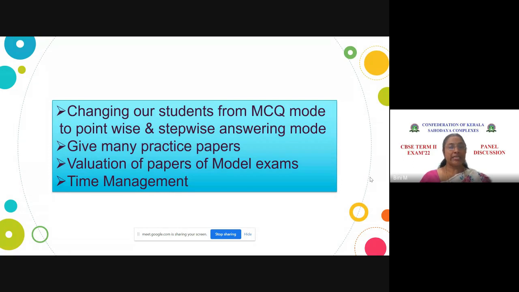Our main challenge in this term is changing our students from MCQ mode to point-wise and step-wise answering mode. What I advise is to give them many practice papers and evaluate the papers of model examinations. You have to be very particular regarding the value points. If you are writing this step, you will be provided half a mark.